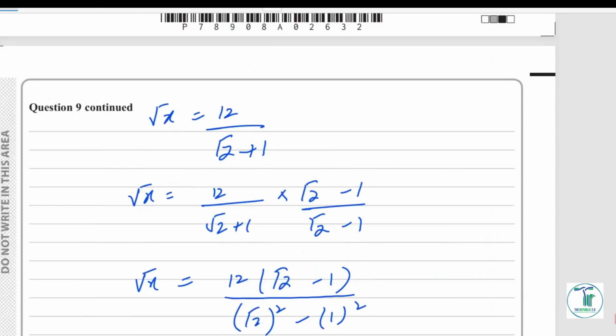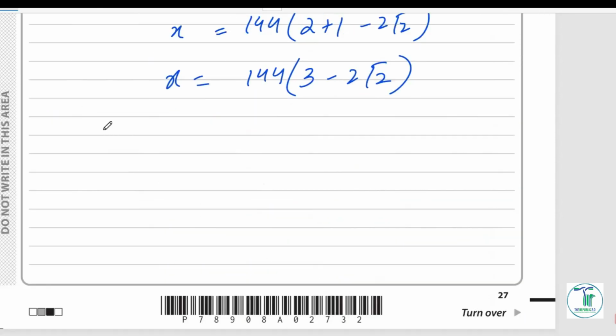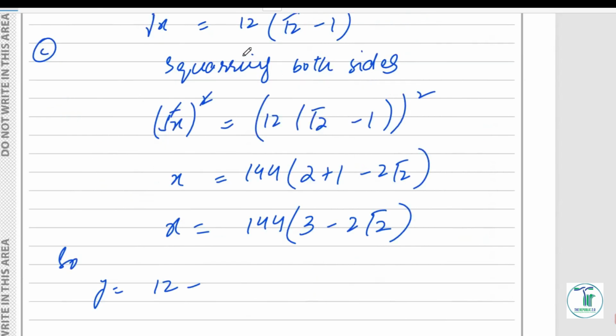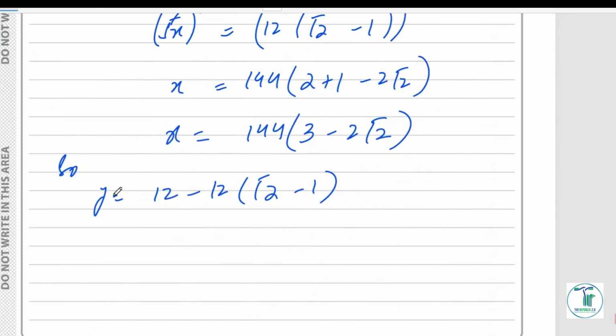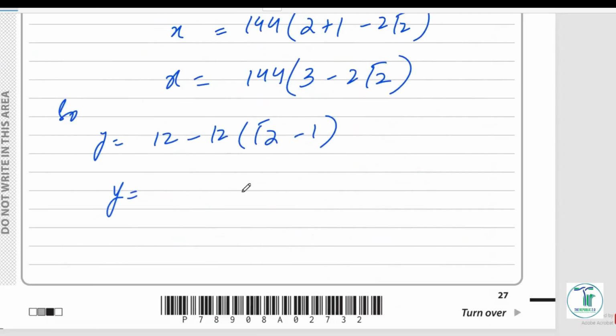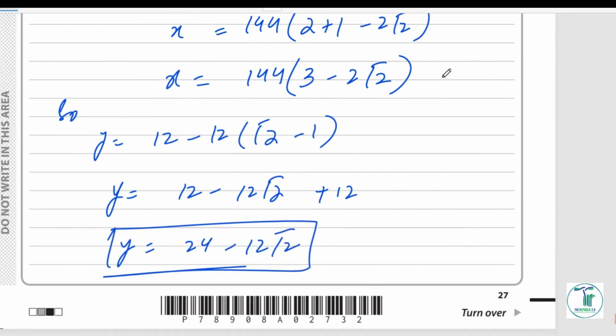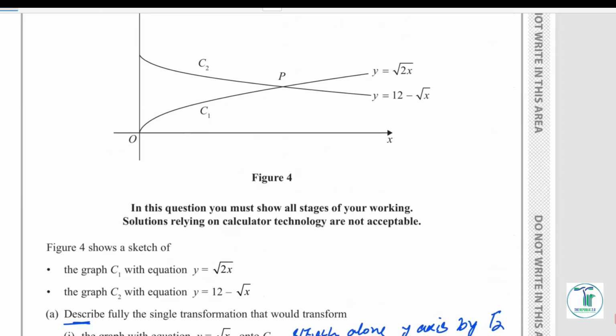So you can just simply plug in their value, right? So y has to be 12 minus the root of x, and the root of x, if you remember, was 12 root 2 minus 1. And now we just need to simplify that down as well. So y is equal to 12 minus 12 root of 2 plus 12, and that comes out to be 24 minus 12 root of 2. So the x coordinate of P would be this number, and the y coordinate of this P should be this number. So that is how we're going to simplify this question down.